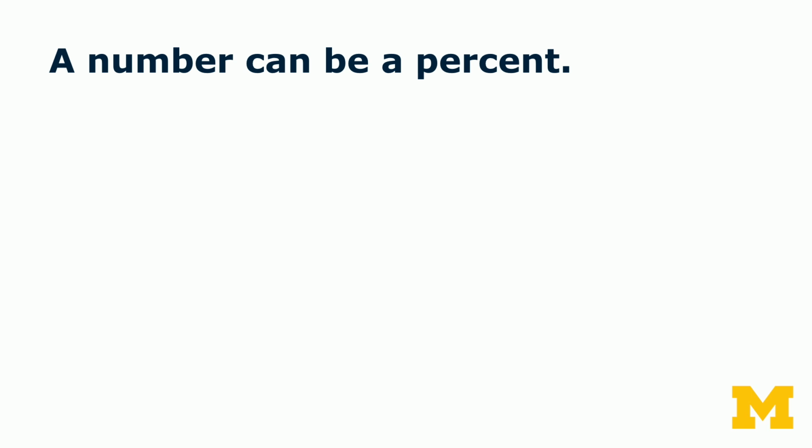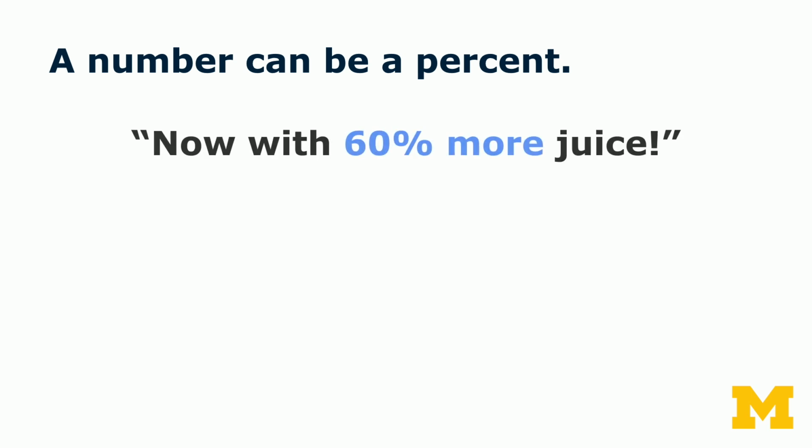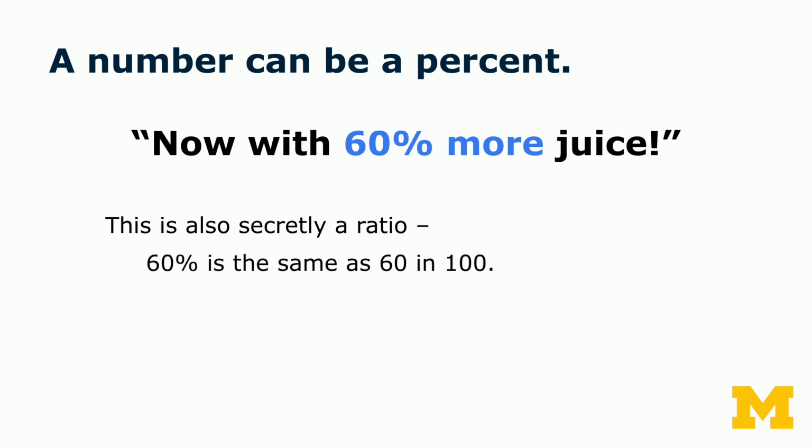A number can also be a percent. Sometimes you'll see on the label of a package at the supermarket, now with 60% more juice. Now this is also secretly a ratio. 60% is the same as 60 in 100.